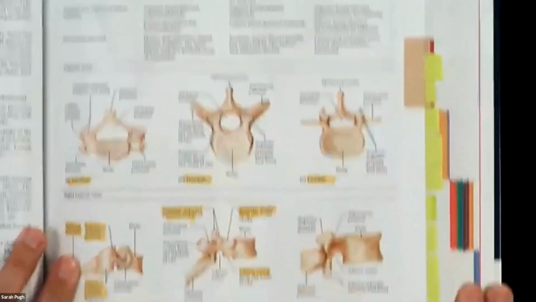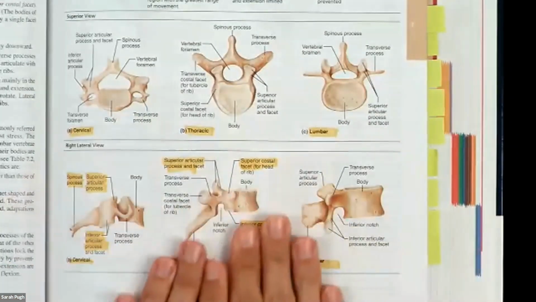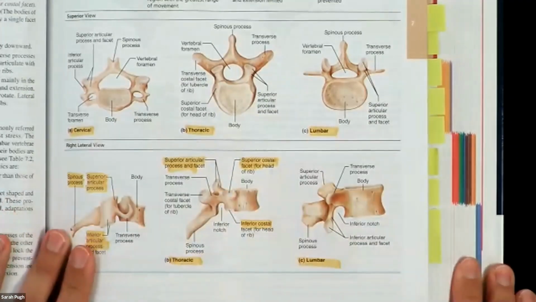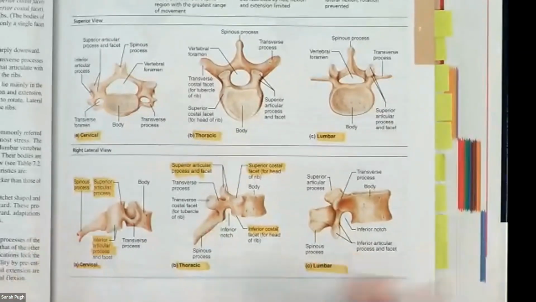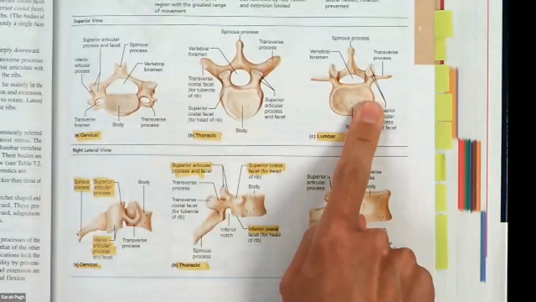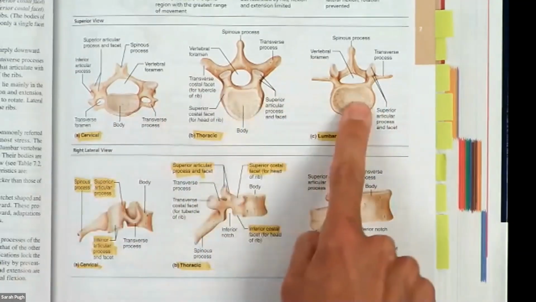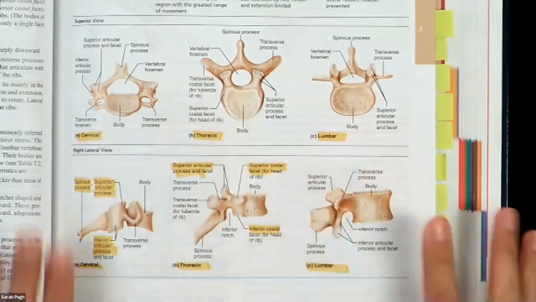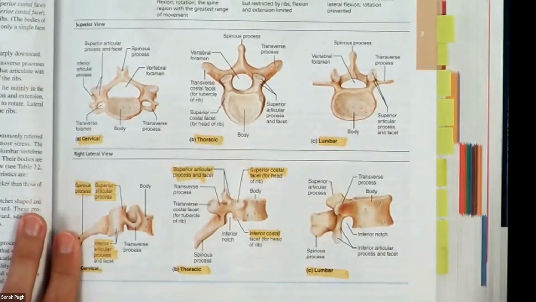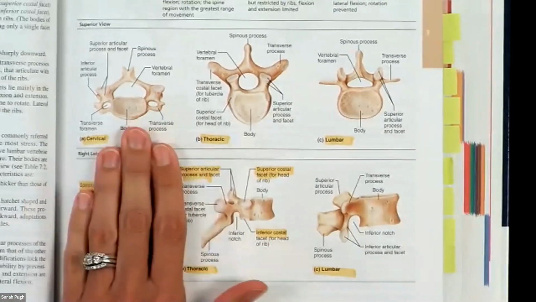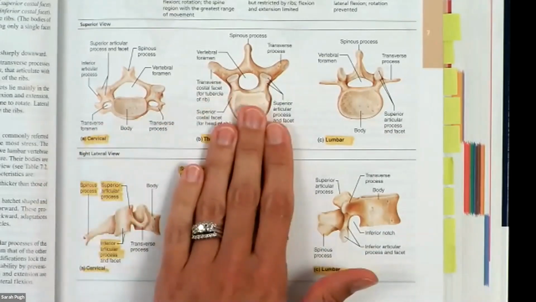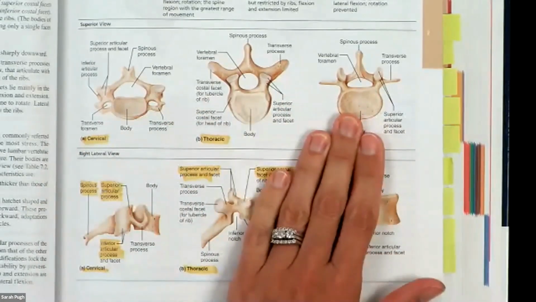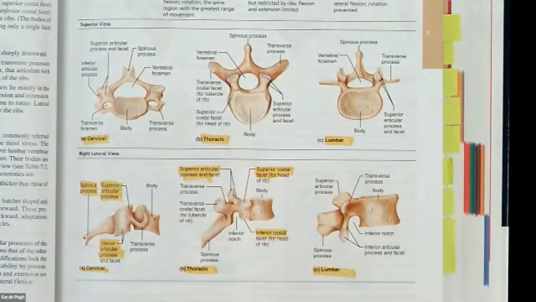All right, I just turned the page. So now we're on page 223 of the textbook. And this image is just showing you the different types of vertebrae. So cervical, thoracic, and lumbar. And they look a little different. It is important that you could tell the difference between a cervical vertebrae by itself, a thoracic vertebrae, and a lumbar vertebrae. So I'm going to give you some very easy ways to tell the difference.